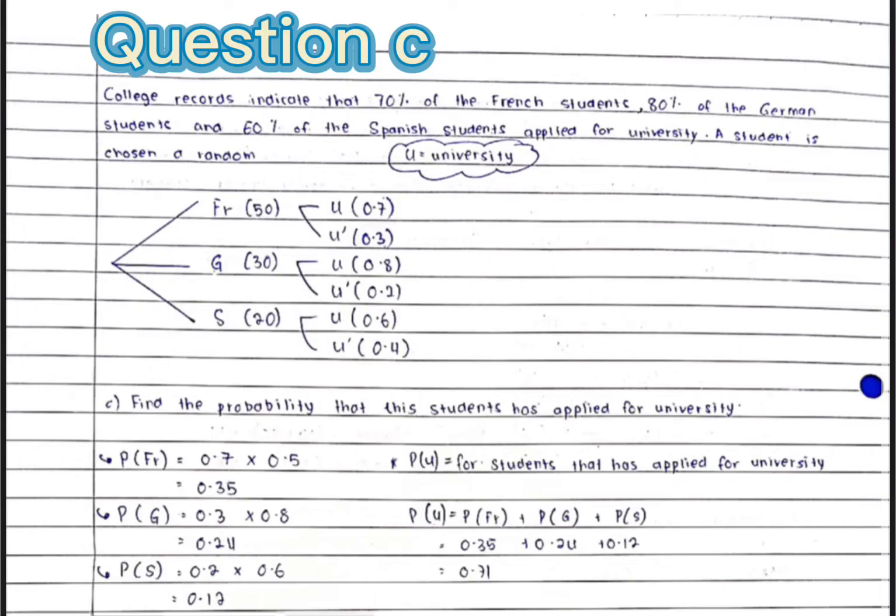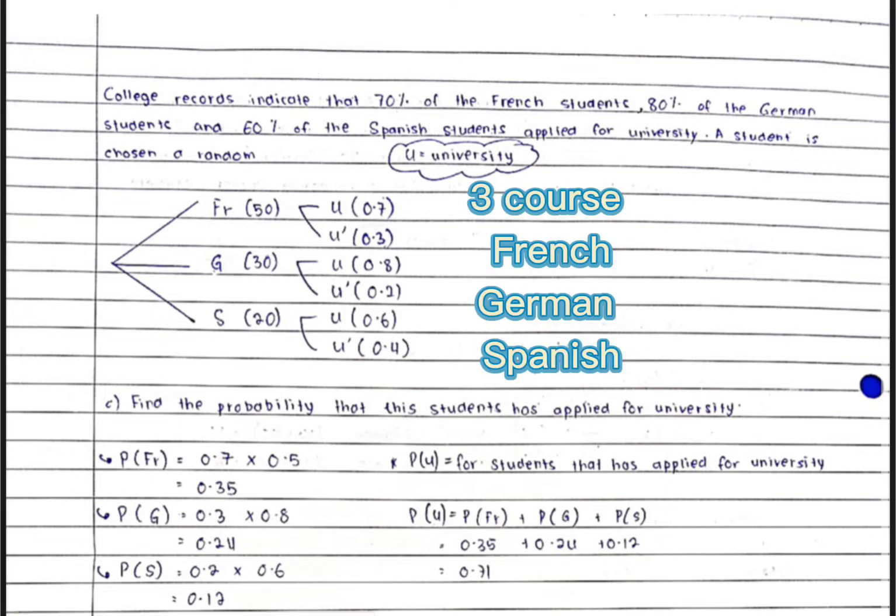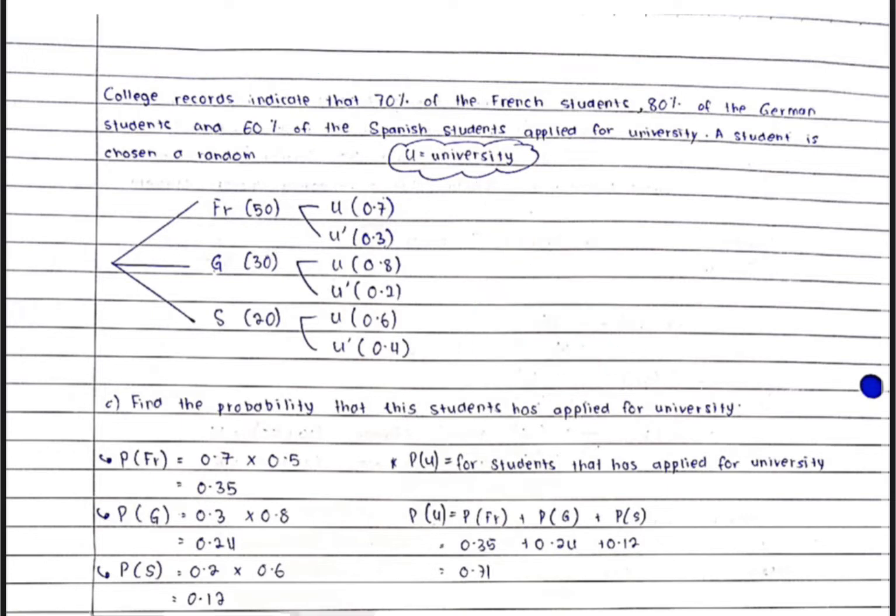First, we have 3 courses: French, German, and Spanish. We have 50 students of French, 30 German, and 20 Spanish, and the total is 100. After that, the percentage of students who choose a French course who applied to the university is 0.7, and the remaining, who did not apply, is 0.3. For German, those who applied to the university is 0.8, and the remaining is 0.2. And for Spanish, those who applied is 0.6, and the remaining is 0.4.